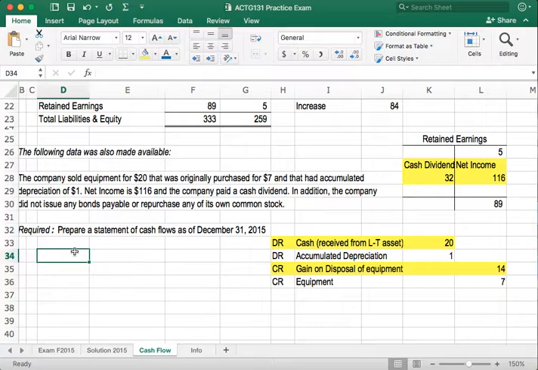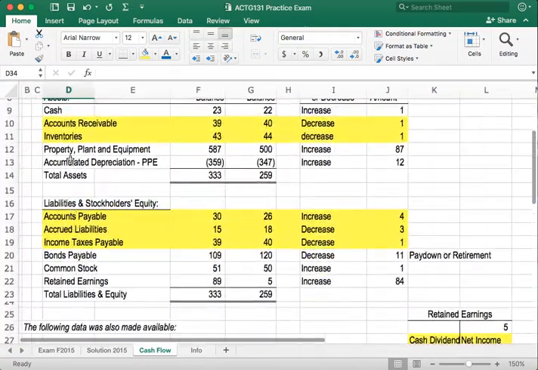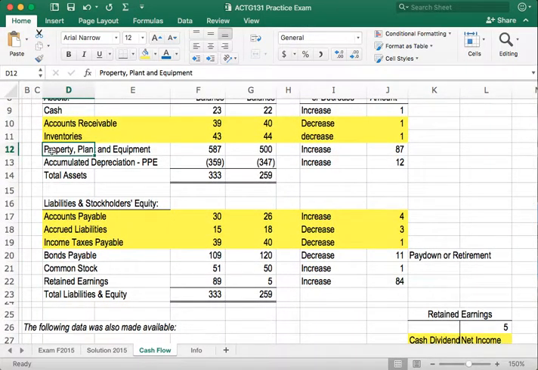Because I have a sale of the equipment, that's going to affect the property, plant, and equipment account because we sold something. So this $87 of increase is not reality. And because we sold something, this increase of $12,000 is also not reality. What do I mean by that?